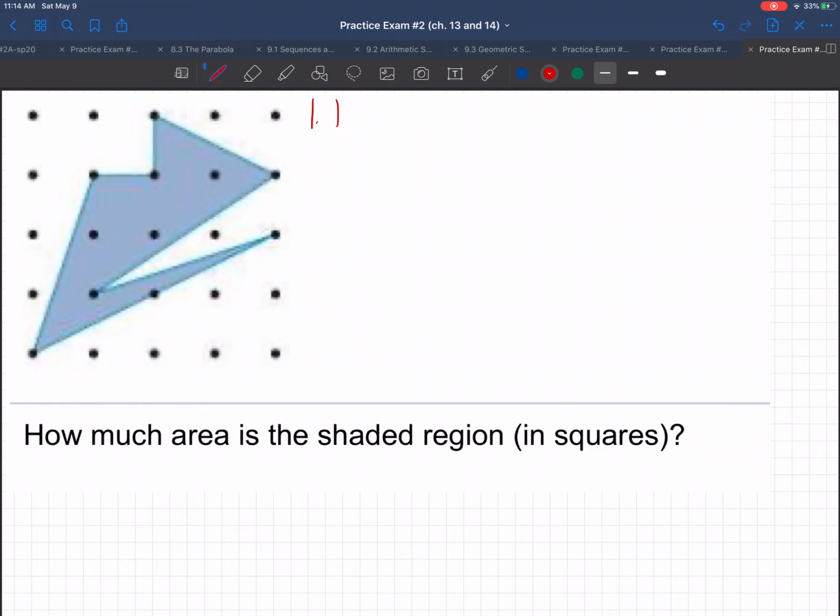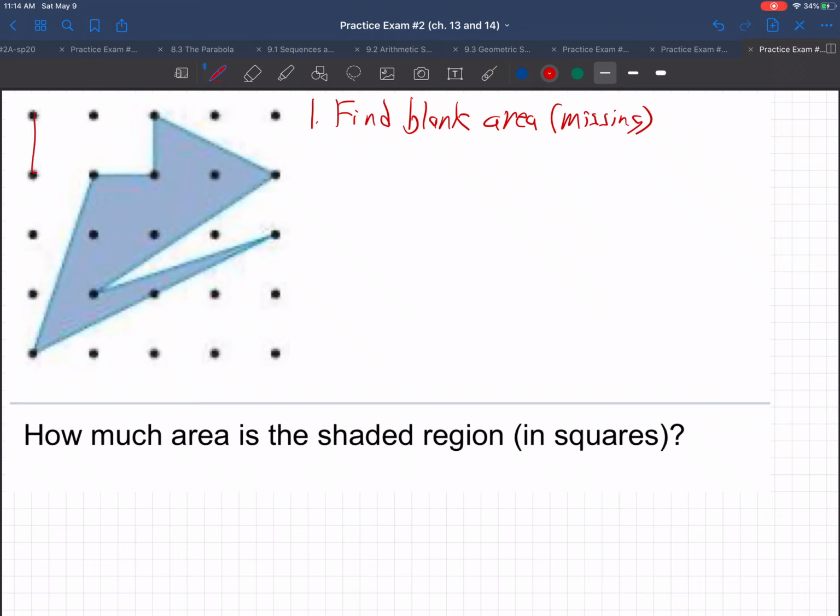Step 1, find the blank area, the area missing. Oops, that is not what I meant to do. Find the blank area. That's missing. So that's easier, and then we'll subtract from the total to find the shaded.